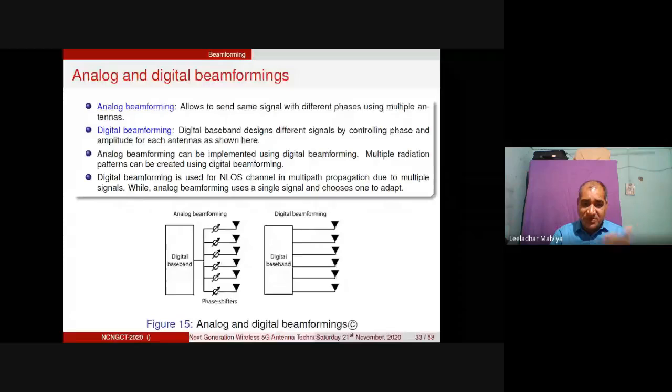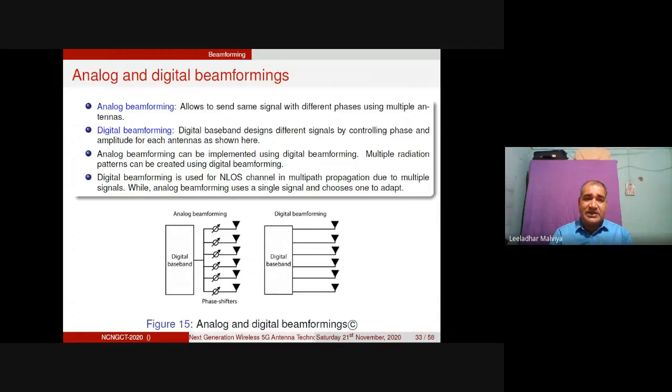So what is the difference between analog beamforming and digital beamforming? In digital beamforming, the digital baseband designs different signals by controlling phase and amplitude for each antenna, whereas analog beamforming allows sending the same signal with different phases using multiple antennas. So this is the difference between analog beamforming and digital beamforming, right?